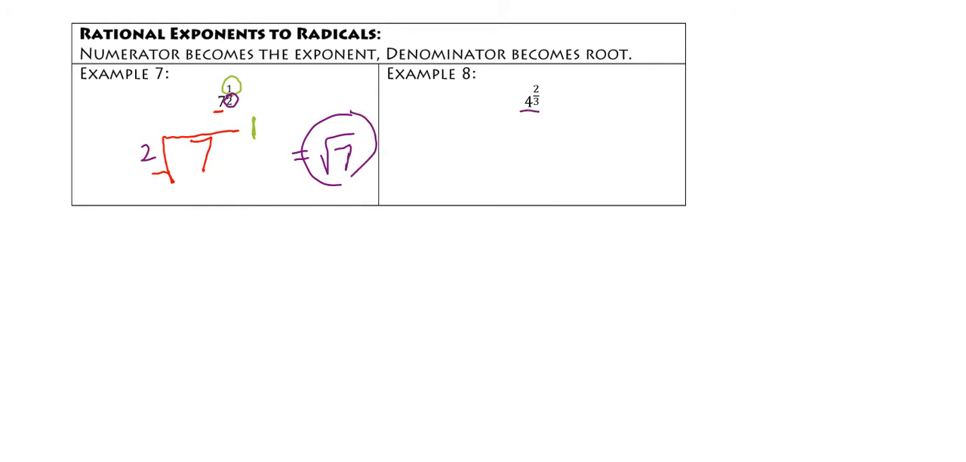Here, 4 is our base, so we write 4. We write the root sign. Try that again. There we go. 2 is the top, so that's the exponent. 3 is the denominator, so that's the root. So the cube root of 4 squared.